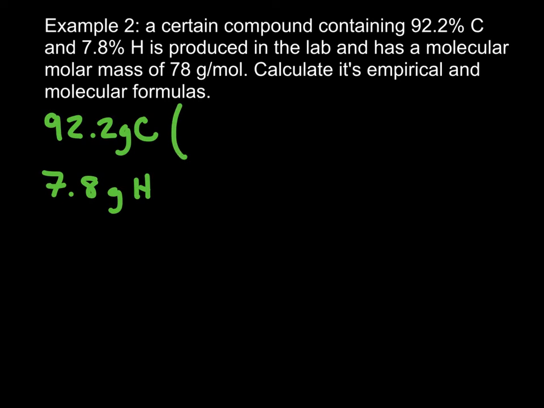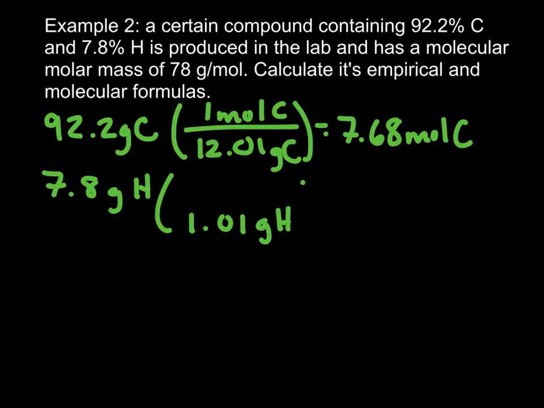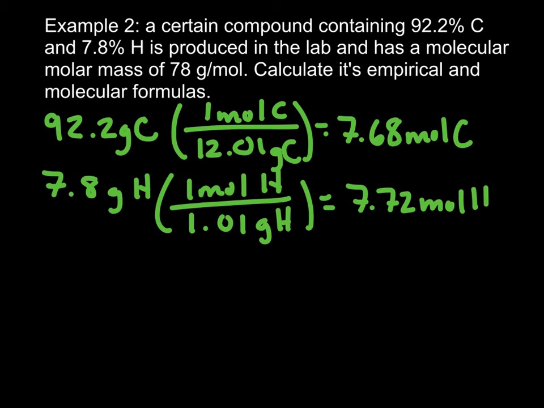We then convert the mass to moles using the molar mass of each element. And when we do this, we get 7.68 moles of carbon. And again, we don't use the diatomic form for the empirical formula because the element is in a bond. We have to remember that. So we just use the 1.01 for hydrogen, and we get 7.72 moles of hydrogen.